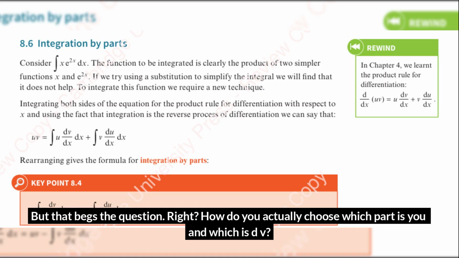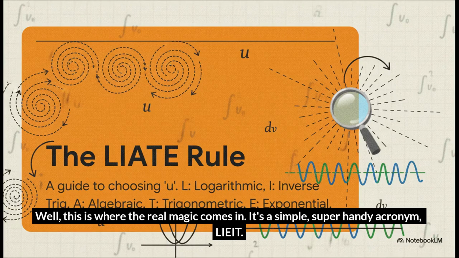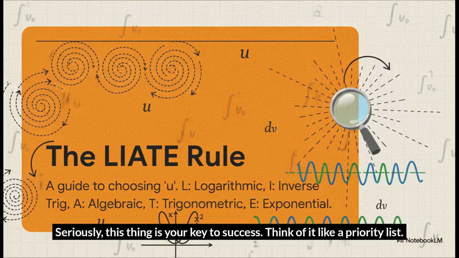But that begs the question, right? How do you actually choose which part is u and which is dv? Well, this is where the real magic comes in. It's a simple, super handy acronym, LIATE. Seriously, this thing is your key to success.